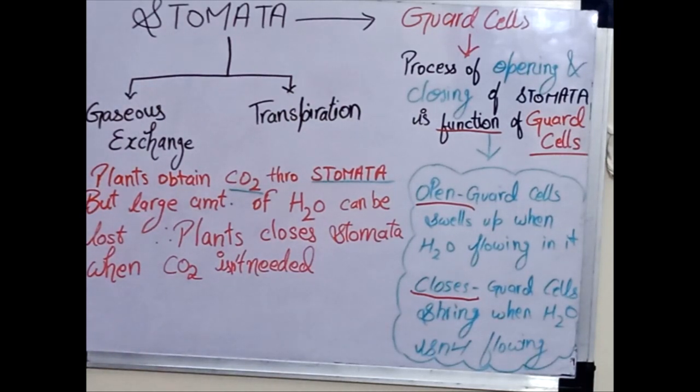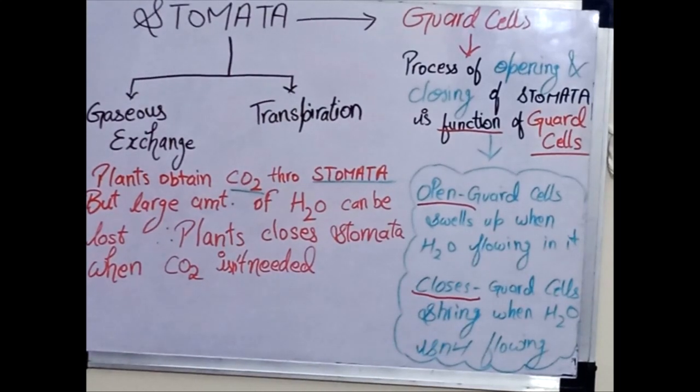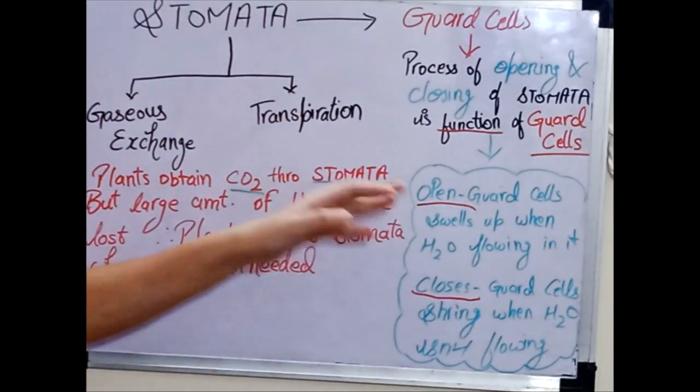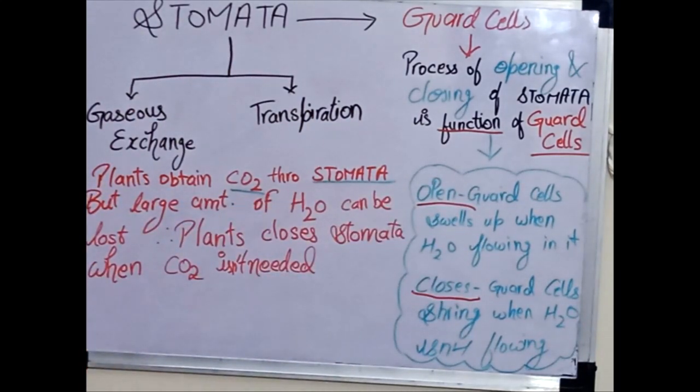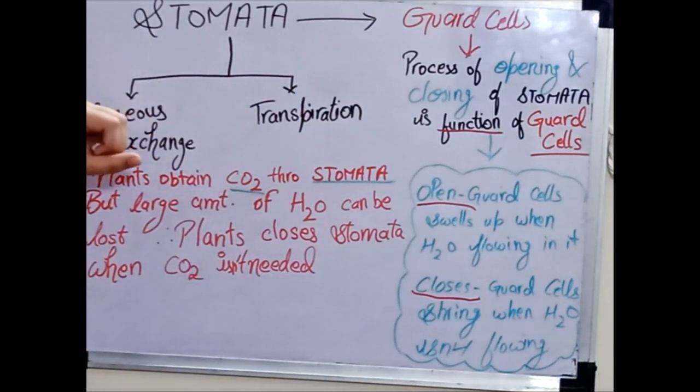So now what will we do? We need to remove water. So how do the guard cells know that now we have to do the process of transpiration, so we need to open up or close up? We have all the details up here. Guard cells swell up when H2O is flowing in. Let us say this is your guard cells. It's like this. Now when water is coming in here, it starts swelling up, right?